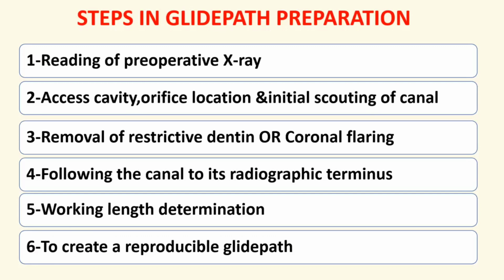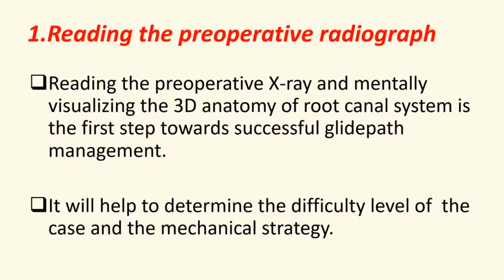Third step is removal of restrictive dentin or the coronal flaring. Fourth step is following the canal to its radiographic terminus. Fifth step, working length determination. And sixth step is to create a reproducible glide path. Now we will discuss the first step, reading the preoperative radiograph.